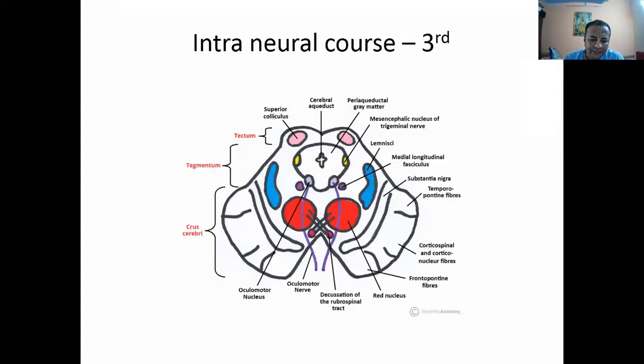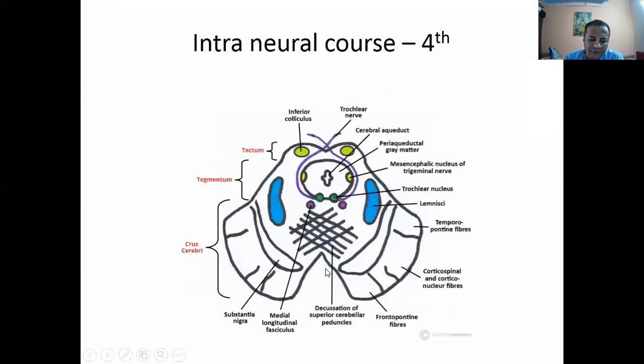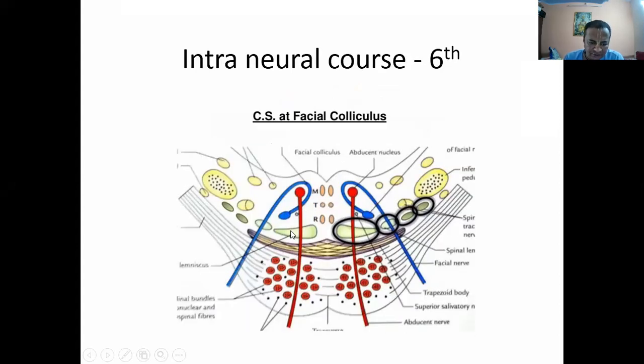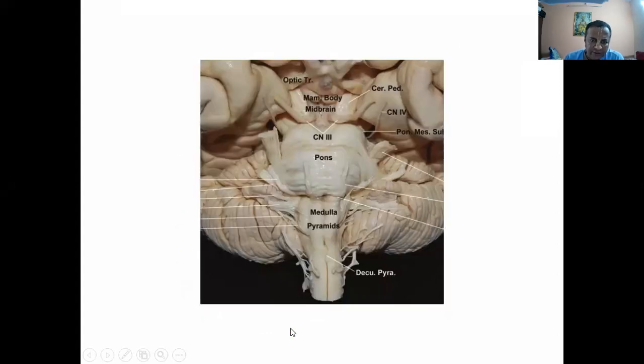So now let us see the intraneural course. The third nerve fibers pass anteriorly through the red nucleus and come out like this. Fourth nerve goes posteriorly, crosses, and comes out from the opposite side. Sixth nerve crosses through the medial lemniscus and through the basilar part of the pons.